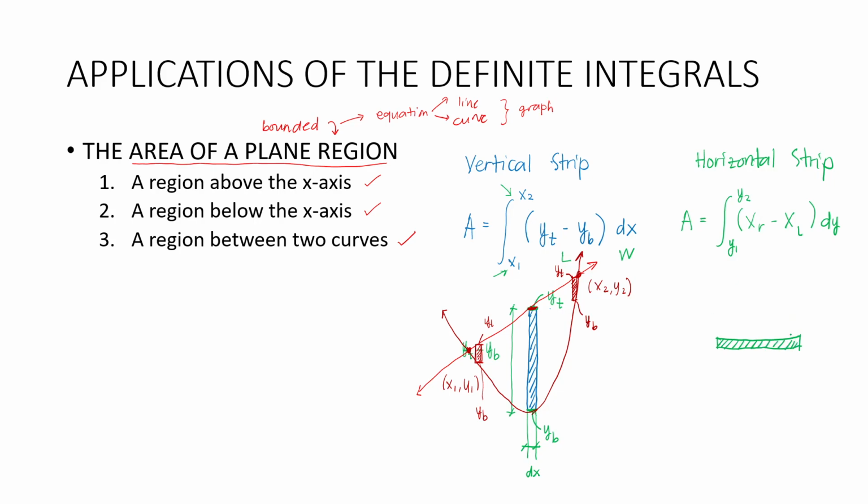Okay, so again, the rightmost portion. So the right portion touching a certain graph would be your x right. Then this one would be x left. And then the width would be dy. So of course the length will be defined by subtracting, di ba? X right minus x left.